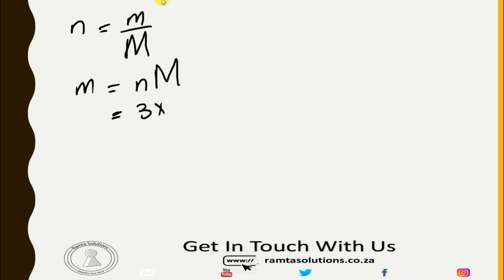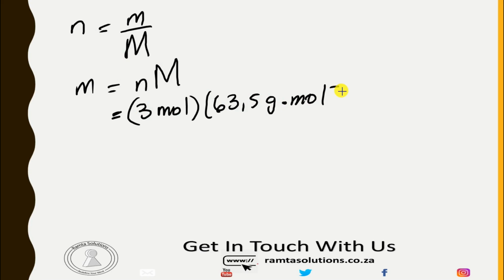I'm just writing units, guys, just to show you that indeed whatever that we're doing will yield the results that we're looking for. Okay, so this was 3 moles. Molar mass was 63.5 grams per mole. As you can see, the moles are cancelling. Hence, you will be left with 3 times 63.5. Our answer is simply 190.5.